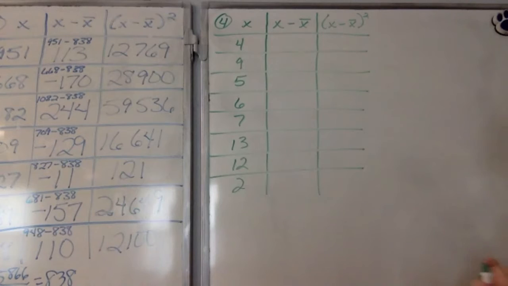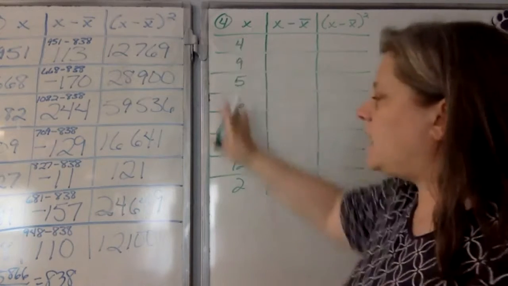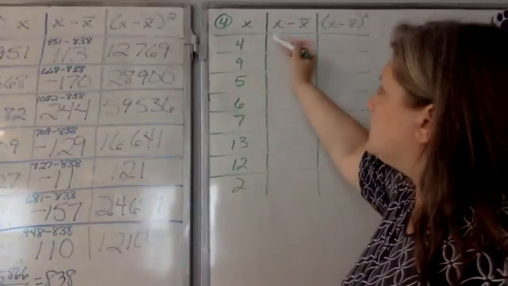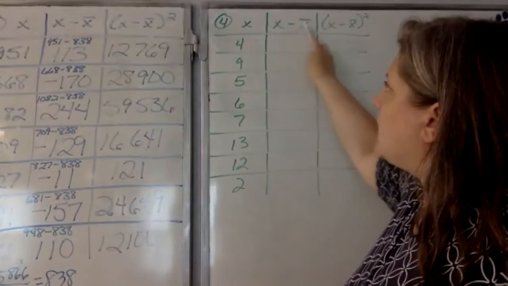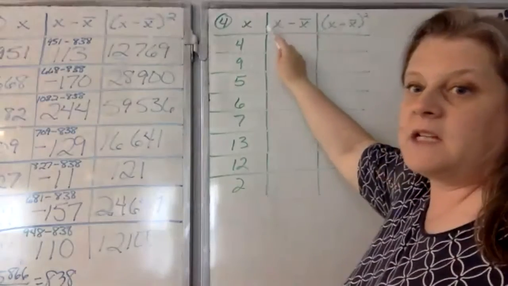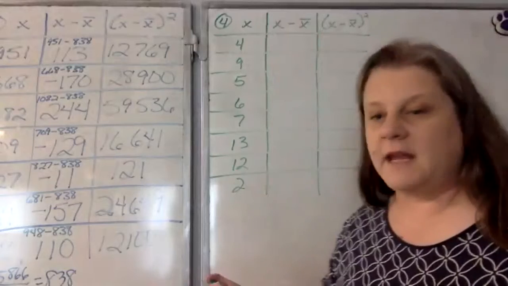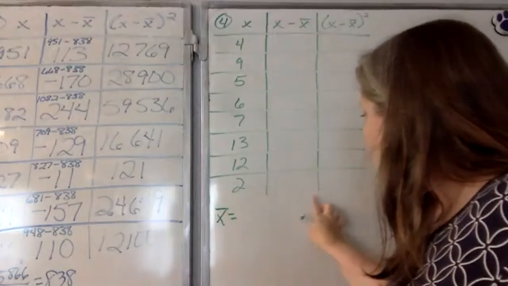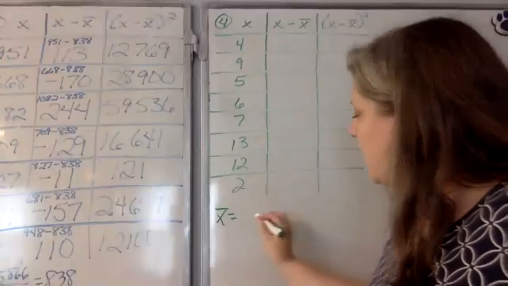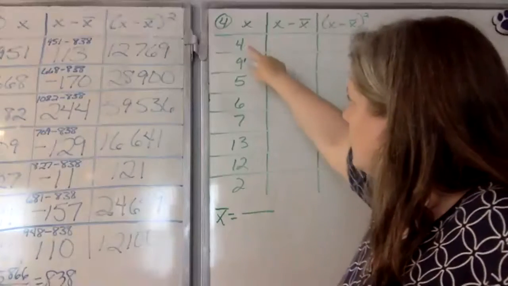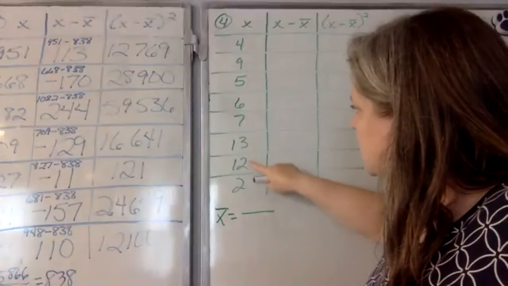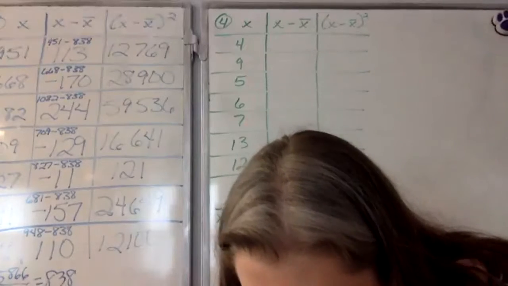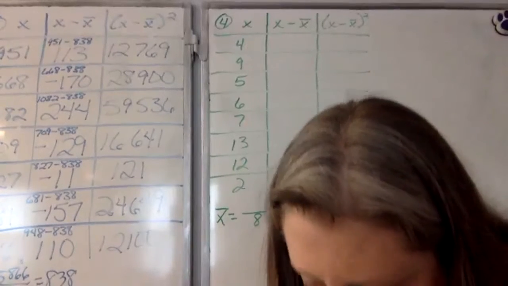Now remember, we start off with our x values given to us, and then we have to fill in this column, which is our difference between our x value and our mean. So before we can do this column, we have to find our mean. To find our mean, you have to add these together and divide by how many there are. There are 1, 2, 3, 4, 5, 6, 7, 8 data values in this one.